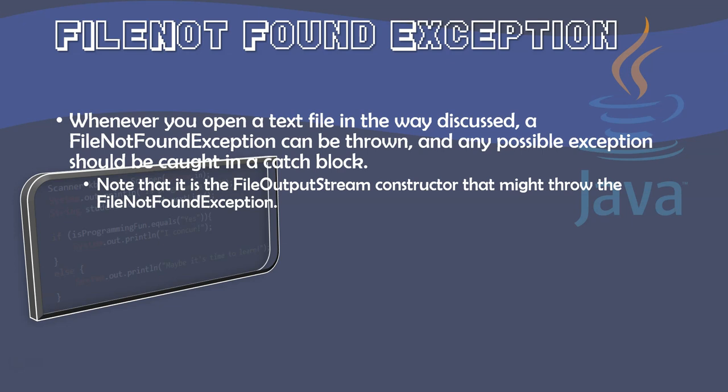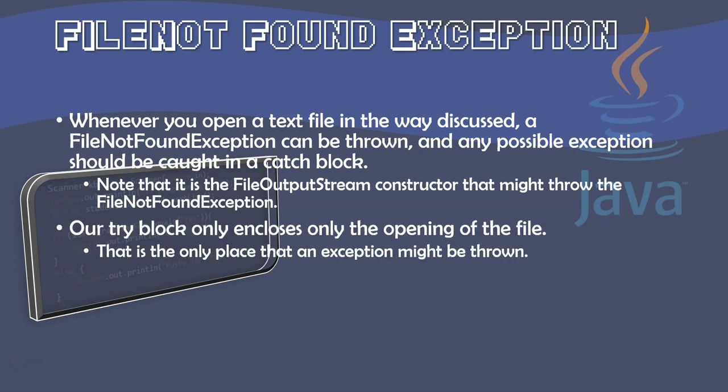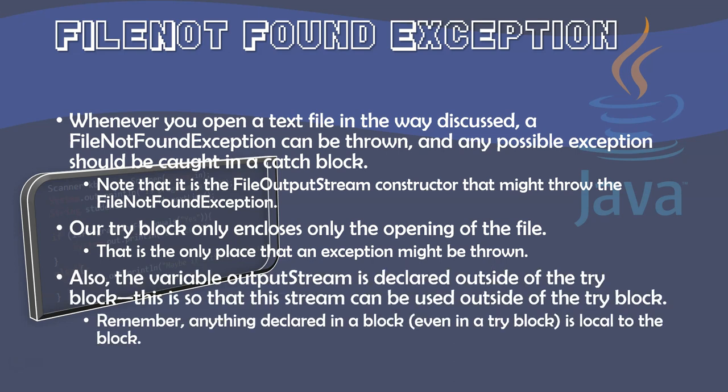Now note that it is the FileOutputStream constructor that is actually what's going to throw the FileNotFoundException. It's not necessarily the PrintWriter class that's doing this, it's the FileOutputStream. Very important distinction here, because the PrintWriter is not actually what's opening the file. It's the FileOutputStream that opens that file. Now our try block only encloses the opening of the file. So just that one line of code, that output stream that we're trying to write to, is what's actually in there. That's the only place that an exception can be thrown when we're opening this file.